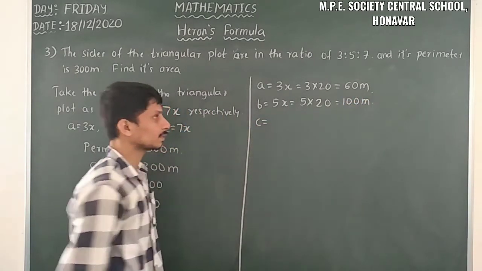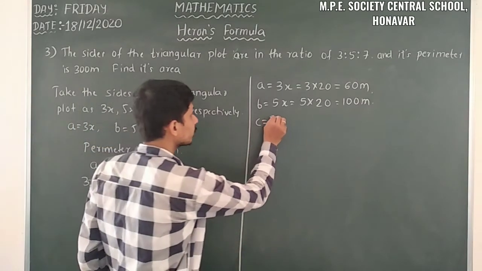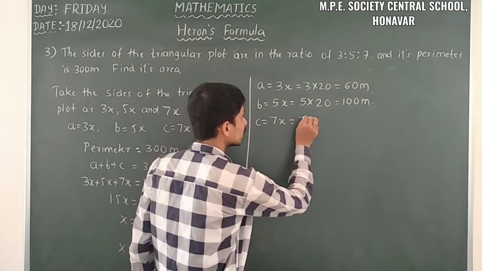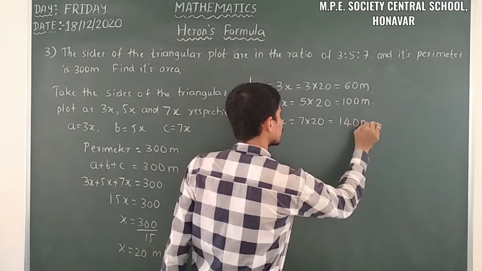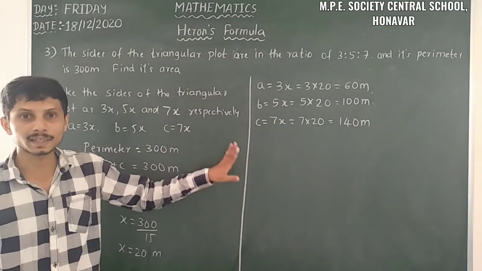Then let us insert the value of C here. C is equal to 7x. In that we have to insert the value of x, which is 20. 7 into 20 is equal to 140 meter. And so we have the values of A, B and C.